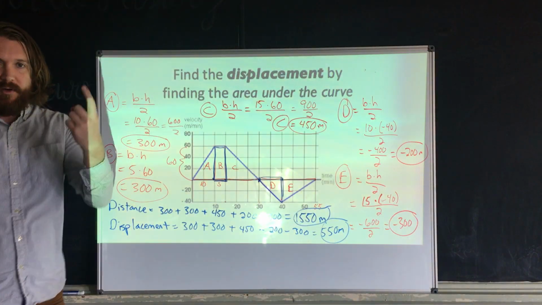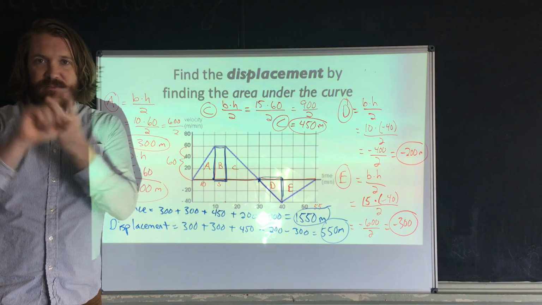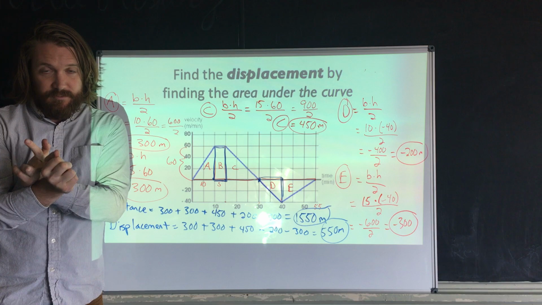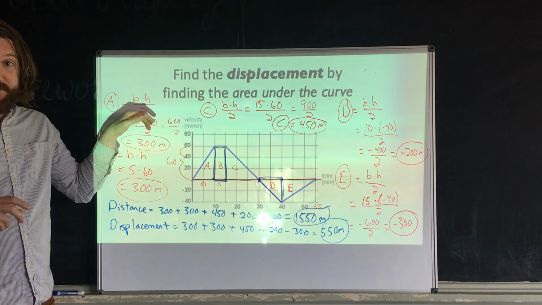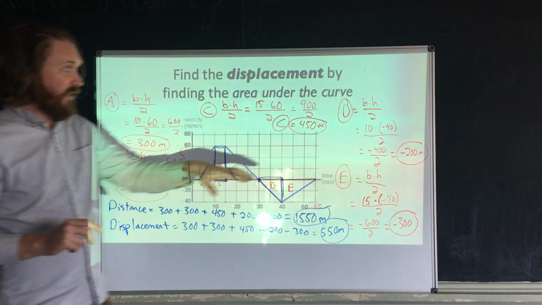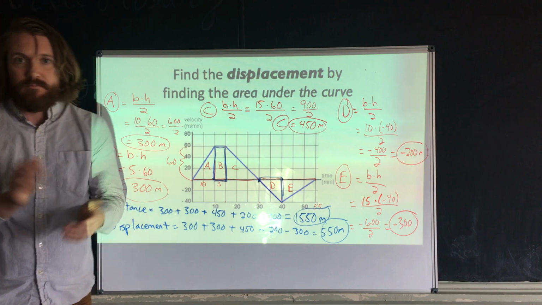So all you got to remember, it's got to be a velocity graph. You got to be looking for displacement or distance. And you got to remember that triangles are base times height divided by 2, and rectangles are just, where's a rectangle? Base times height.